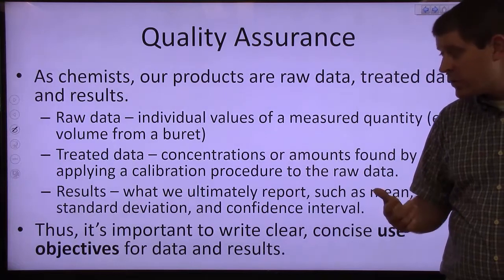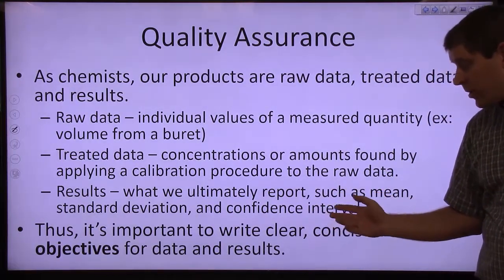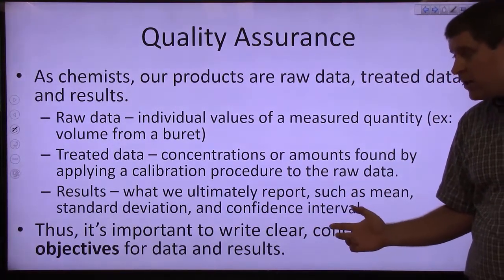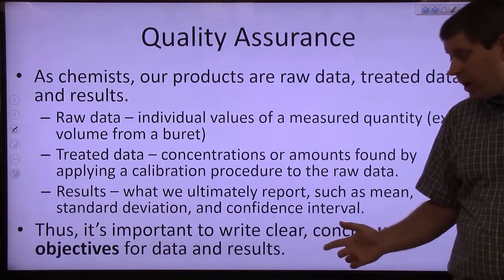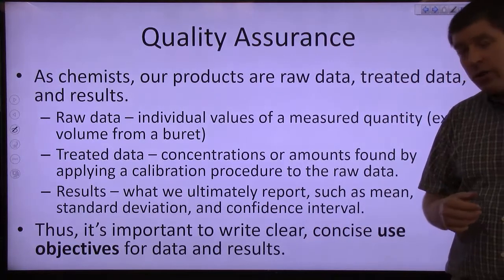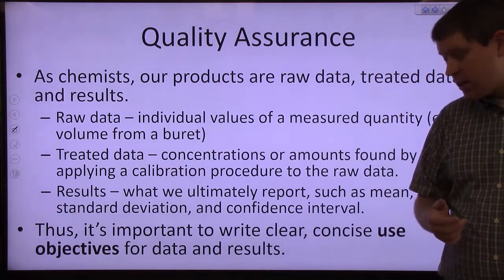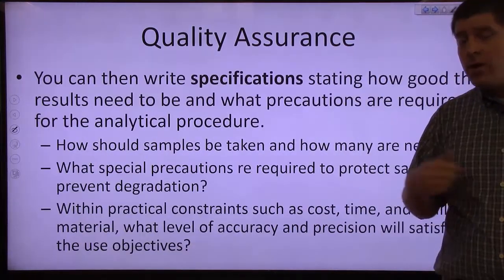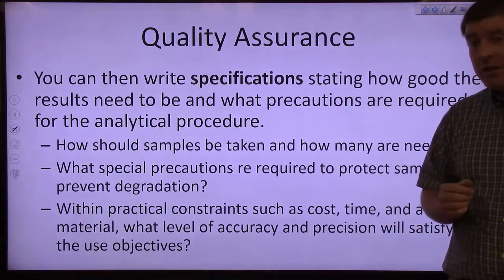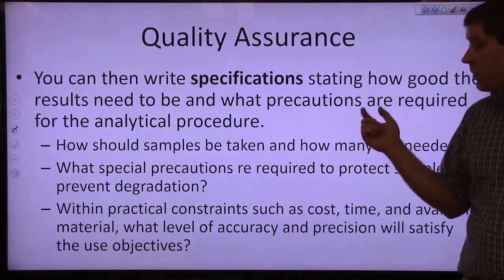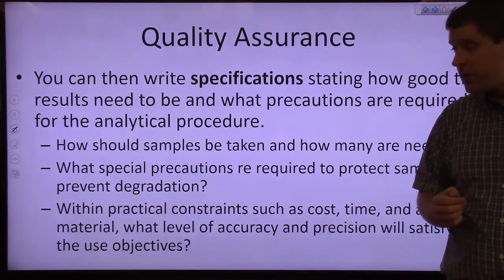And then there are results. These are what we ultimately report, such as the mean, the standard deviation, and confidence interval. And thus, it's important to write clear, concise use objectives for data and for results. And you can then write specifications stating how good the results need to be and what precautions are required for the analytical procedure.